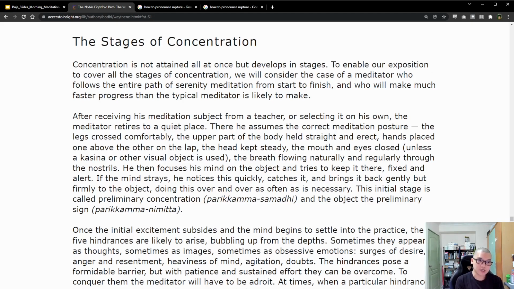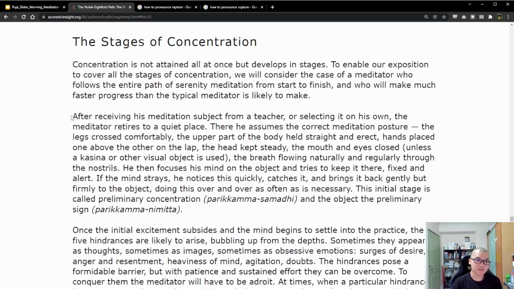The stages of concentration. Concentration is not attained all at once, but develops in stages. To enable our exposition to cover all the stages of concentration, we will consider the case of a meditator who follows the entire path of serenity meditation from start to finish and who will make much faster progress than the typical meditator is likely to make. And we will consider an ideal case where a meditator's journey is smooth, so to speak.